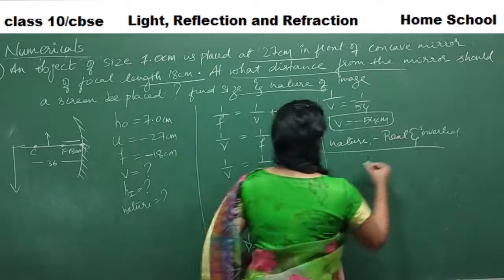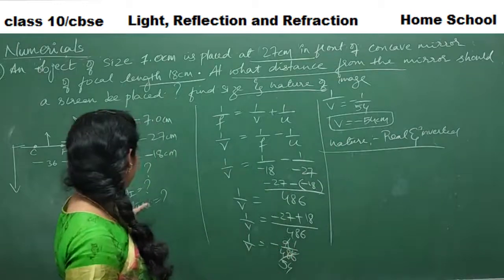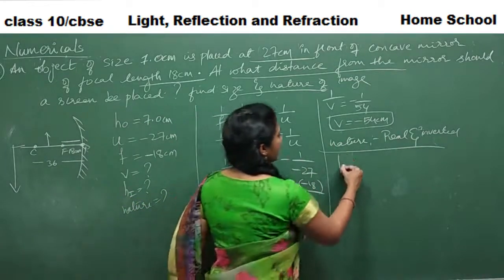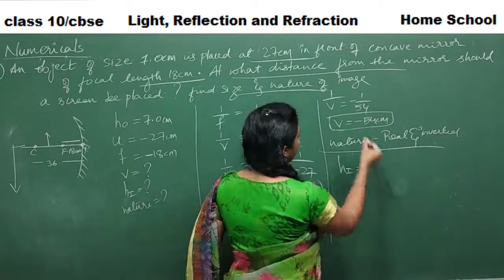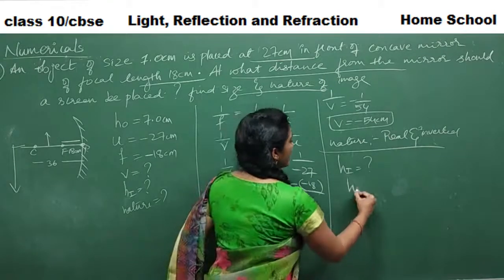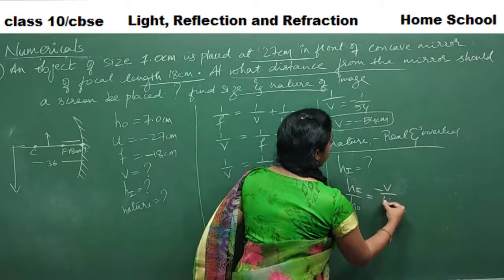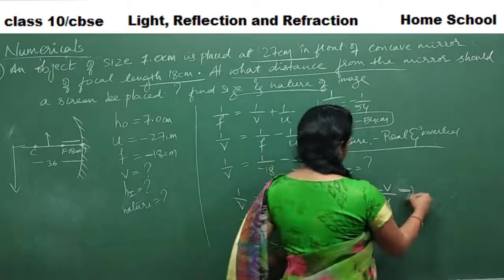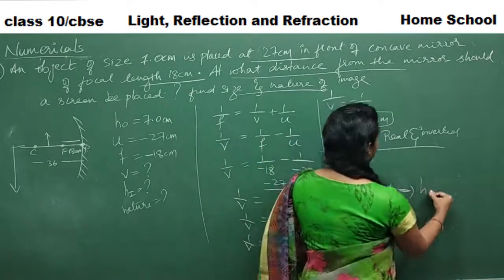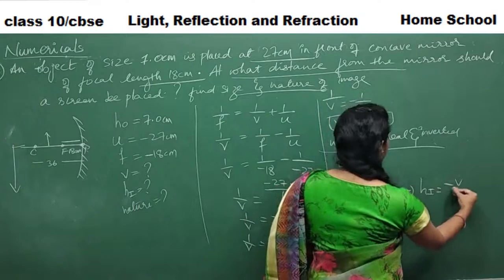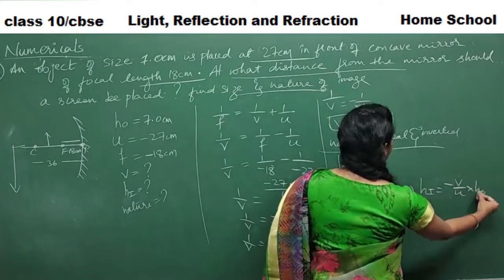And now let us find what? HI, that is height of the image. Okay, HI we have to find. We all know the magnification formula, that is HI by HO is equal to minus V by U, right? See, I can rearrange the formula. HI is equal to minus V by U into HO.